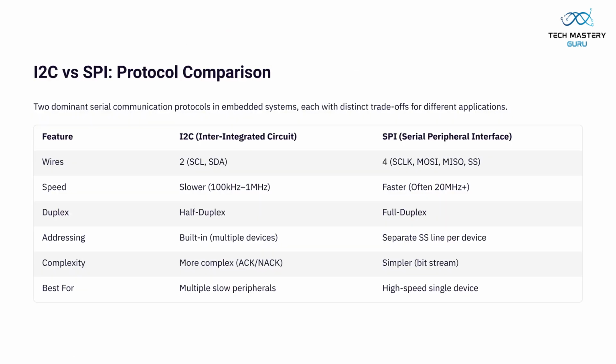Comparing I2C and SPI, both are vital serial communication protocols in embedded systems. I2C uses 2 wires, is slower, and supports multiple devices through addressing. SPI uses 4 wires, is faster, full duplex, and uses separate select lines for each device.